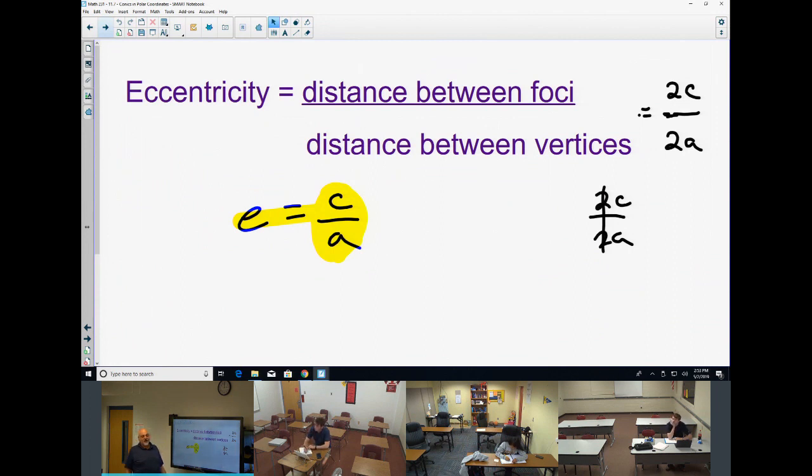The way that we define eccentricity is the distance between the foci divided by the distance between the vertices. That would be 2c divided by 2a. You divide the 2's, and so this is the formula to find eccentricity: it's c divided by a. Now, what's different about the different conic sections is that there are different ways to find c, depending on what the conic is.